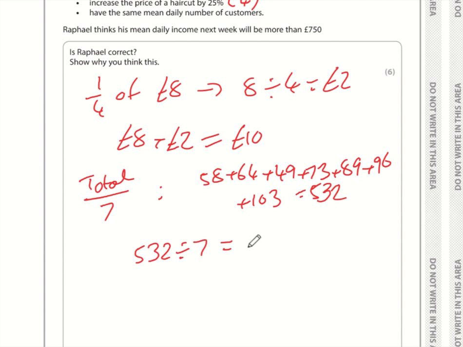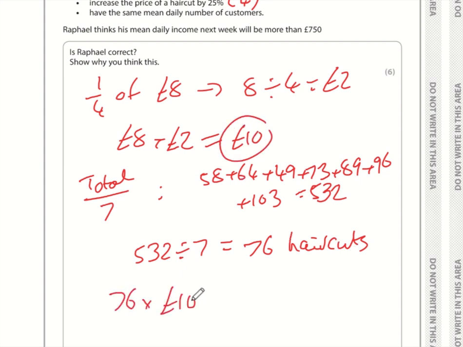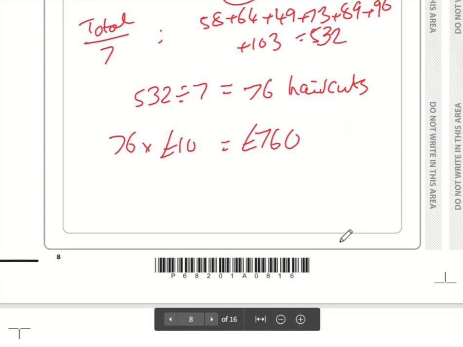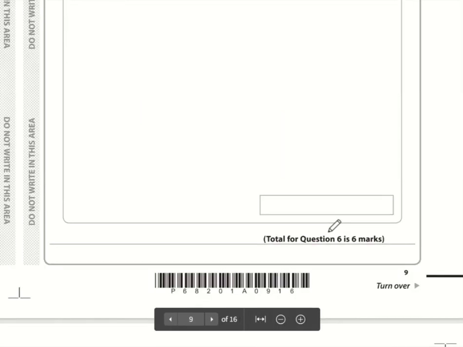comes to 76. So the mean number of haircuts is 76, and if they're now £10 each, it's going to be 76 multiplied by 10, and that is £760. Raphael thinks his mean daily income next week will be more than 750. Is he correct? Yes, it will be 760, which is greater than 750. So here we can just put yes.